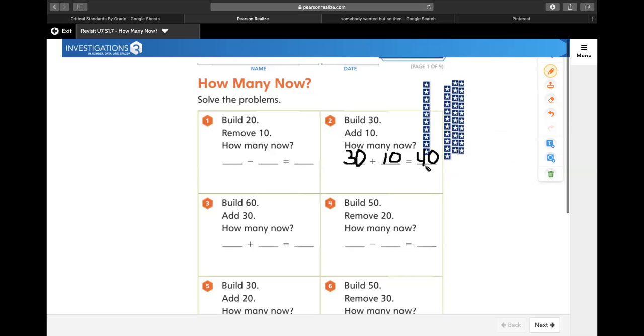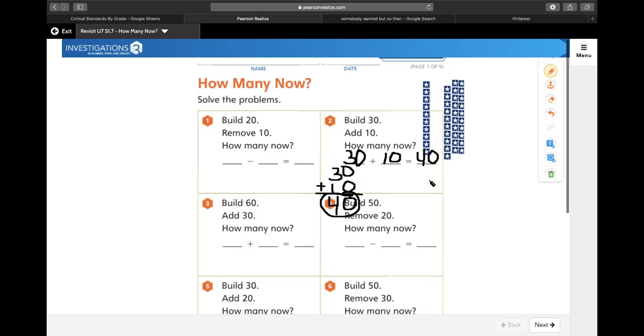But another way I can figure this out is if I take my 30, I draw my plus sign, I'm adding 10. And now I'm gonna add from top to bottom. So let's look at this last column first. 0 plus 0. That equals 0, right? 3 plus 1. 3, add one more, is 4. And that gives me my answer, 40.